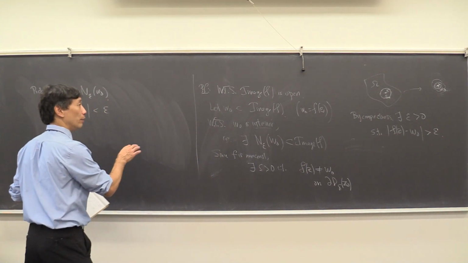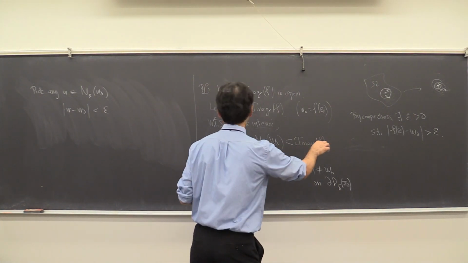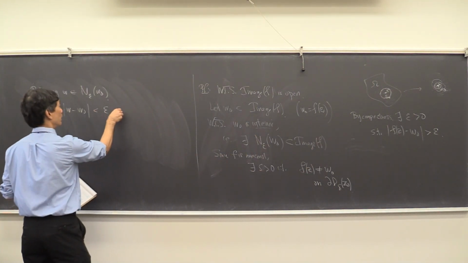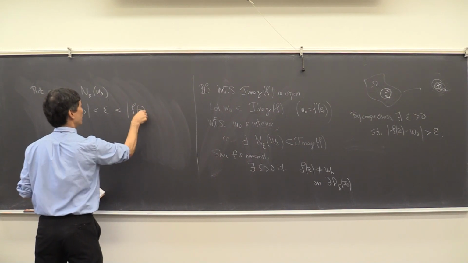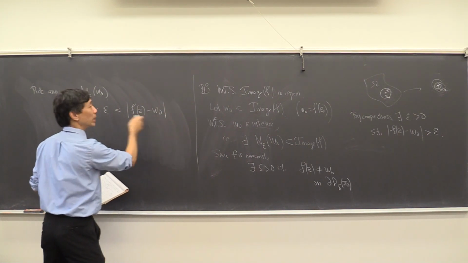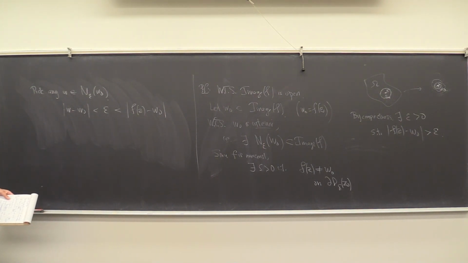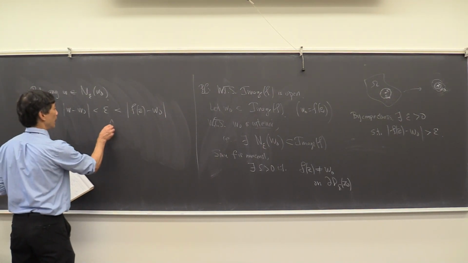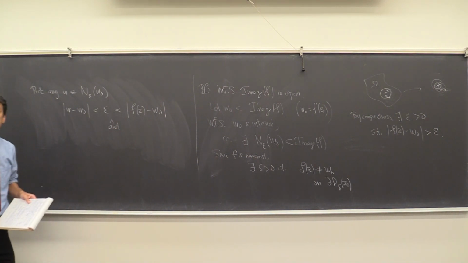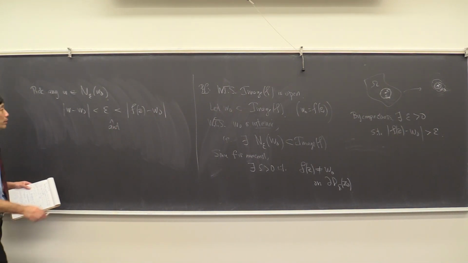Right, and also the distance from f of z to w0 is bigger than epsilon, right? And we have this. Right? Okay, so what does that tell you?